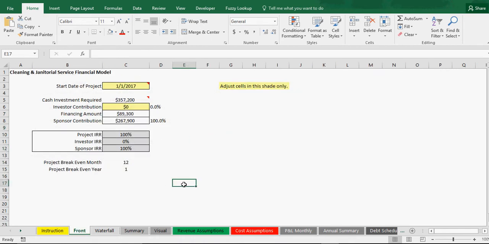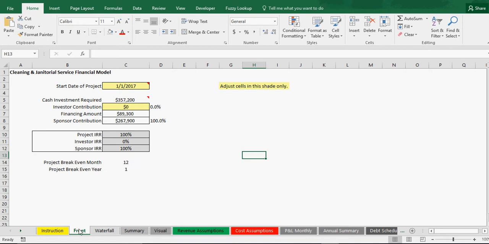Instructions on the front tab is your breakdown, your start date. This is the first day of the first month. You're going to have operations going, client services starting, and costs and financing, if applicable. Then we've got our cash investment. This is going to be based on what happens in the cost assumptions tab. Cost assumptions and revenue assumptions are the primary places where you're going to build your model. We've got investor contribution if applicable, financing amount if applicable, and then sponsor contribution, which is you, the business owner, whoever's starting the business. Then we've got project IRR, investor IRR, and sponsor IRR, as well as our break-even month and year.